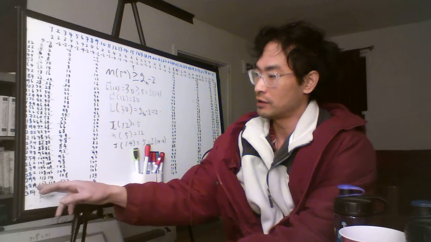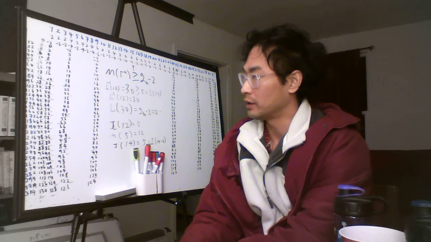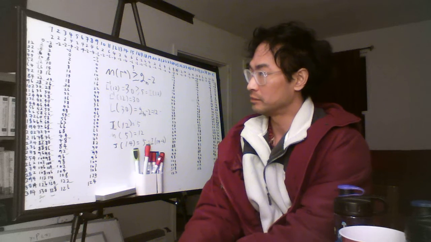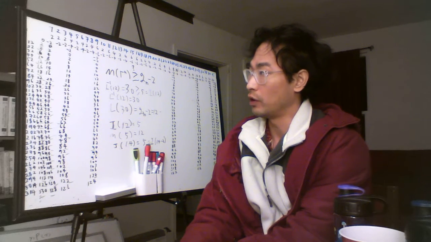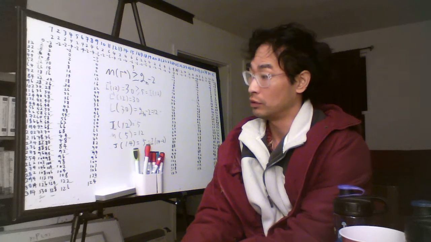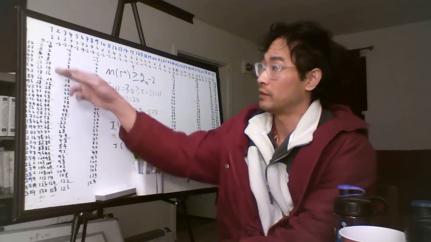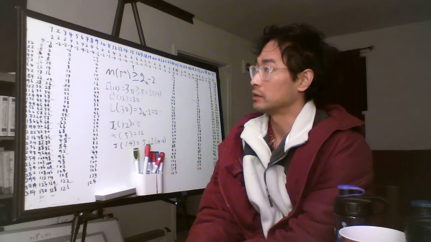So 13's prime gap is 14, and we need a square matrix that gives us complete coverage up to 12. That's the fifth square matrix.